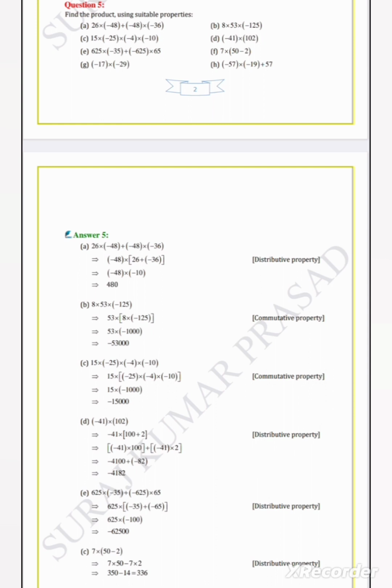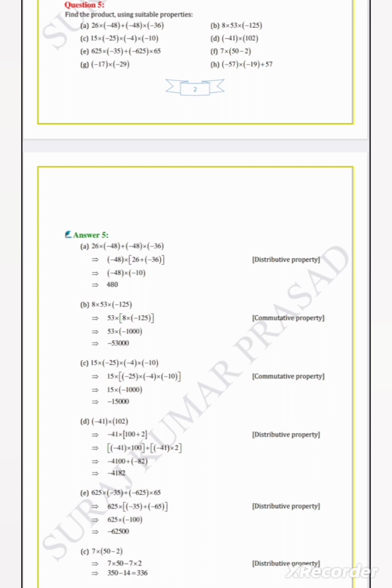And E. 625 into minus 35 plus minus 625 into 65. Here 625 is common, so let 625 be aside as common, into minus 35 plus minus 65. Minus 35 plus minus 65 is equal to minus 100, and 625 into minus 100 is equal to minus 62,500.